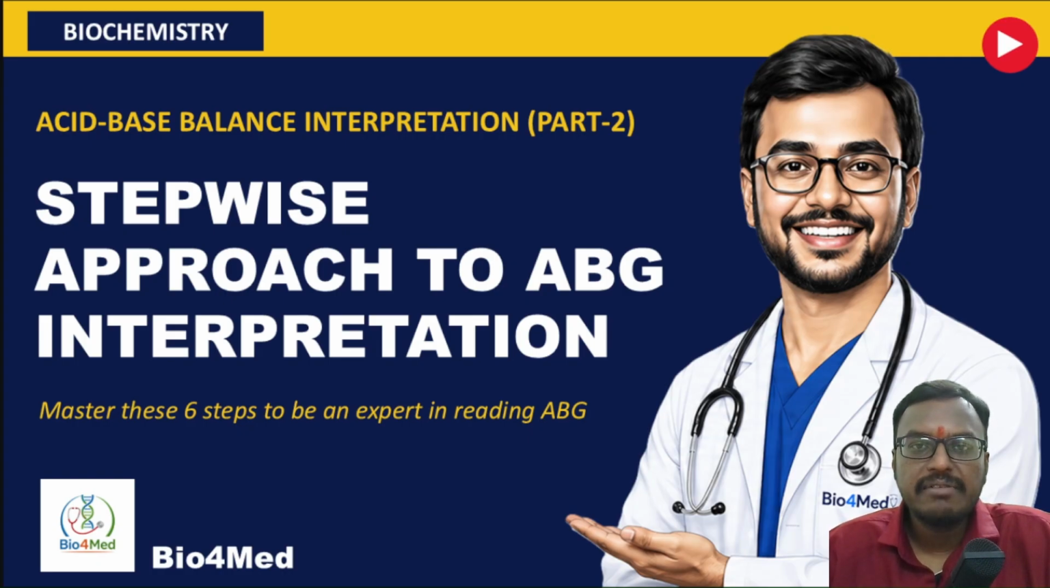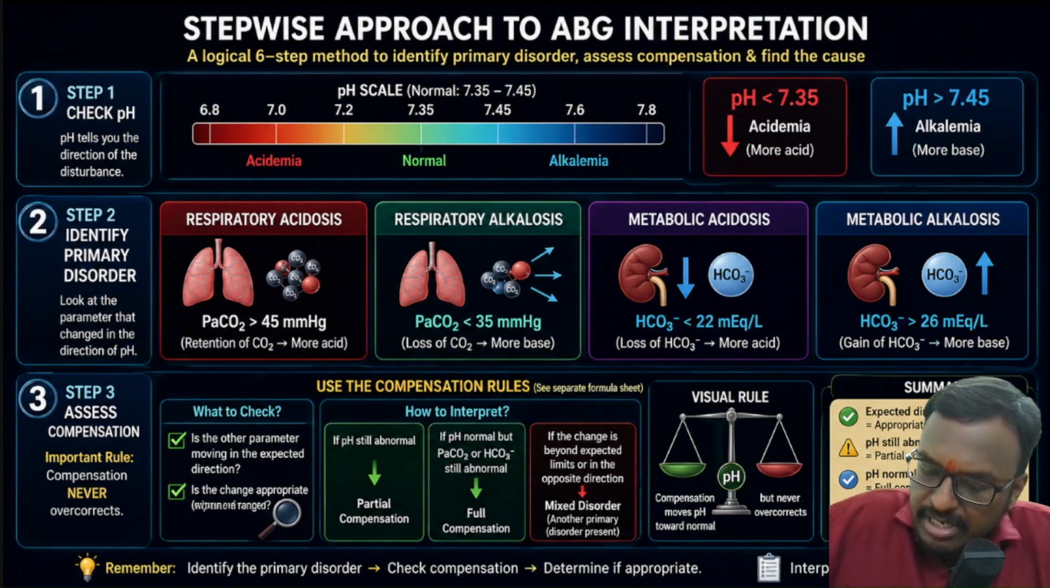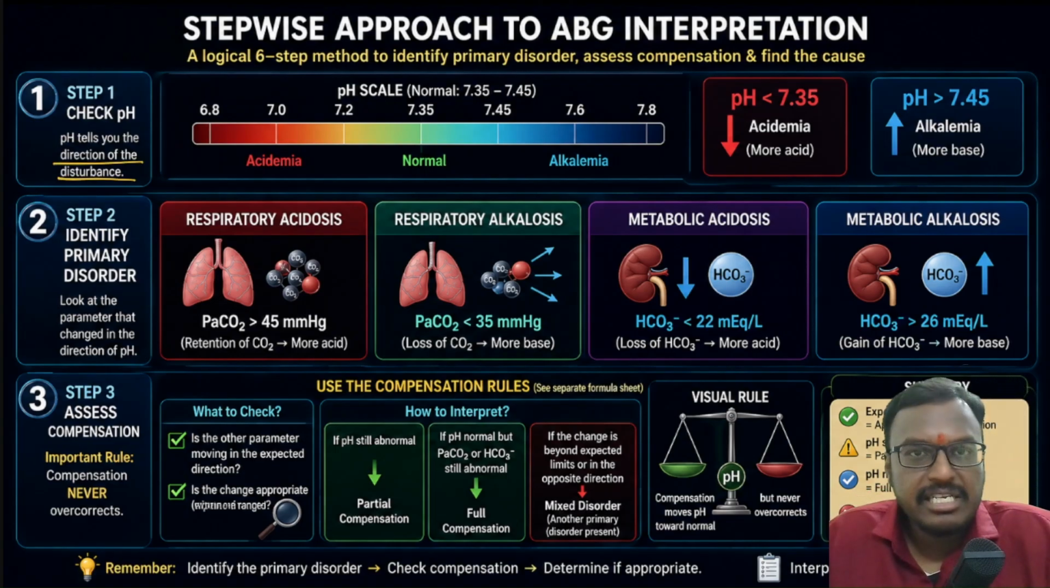So imagine you are given an ABG report in the ward. So what should your brain first think about? The first step is always to check the pH. Never jump directly to PaCO2 or bicarbonate. Why? Because pH immediately tells you the direction of the disturbance, whether it is acidic or alkaline. But remember, at this stage, you still do not know whether the disorder is respiratory or metabolic. You only know whether the problem is acid or alkali.